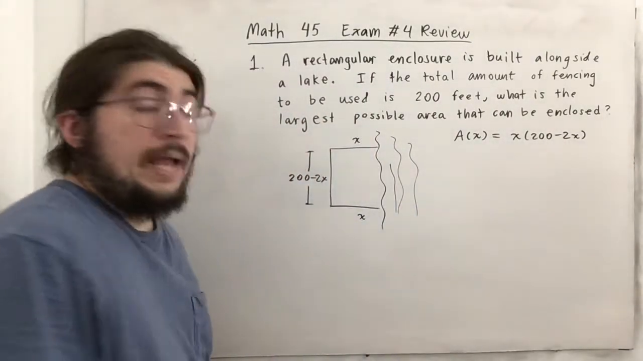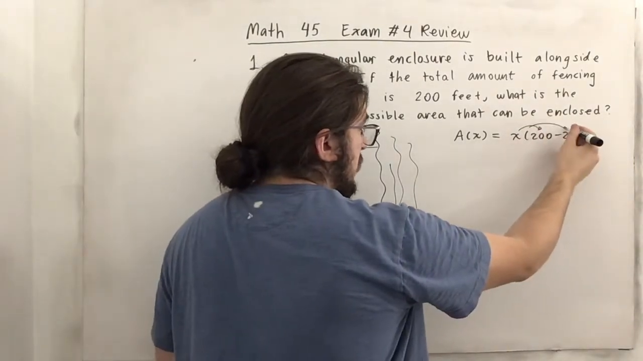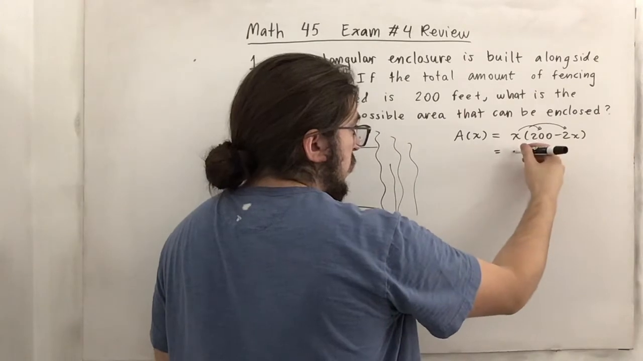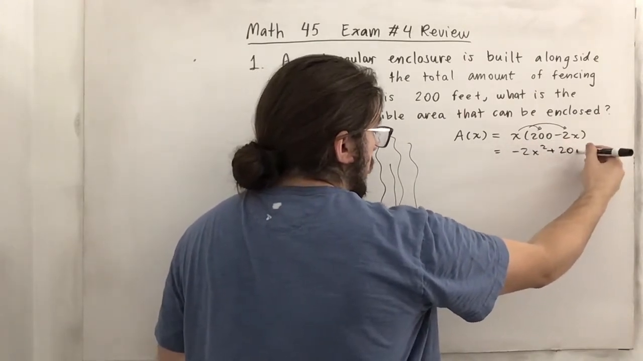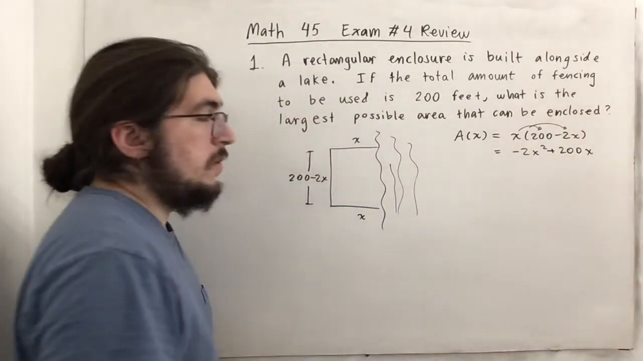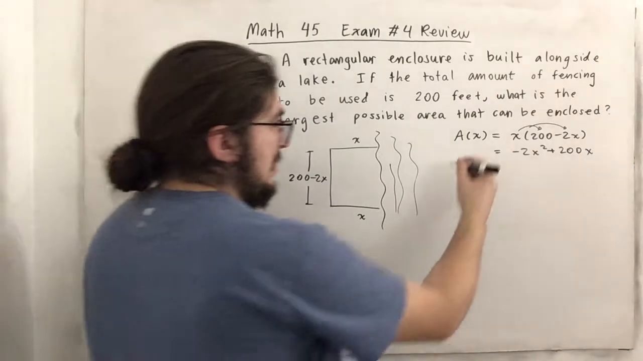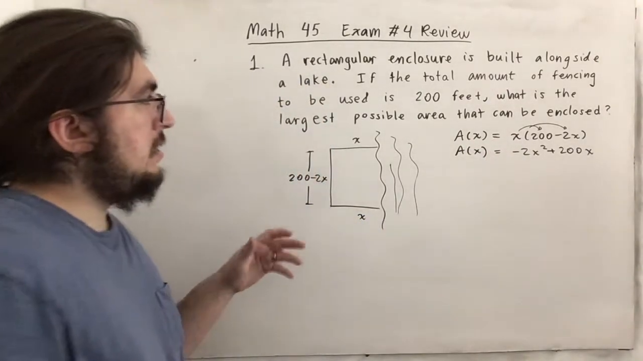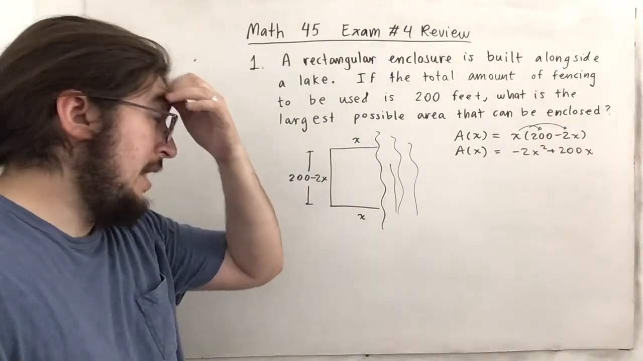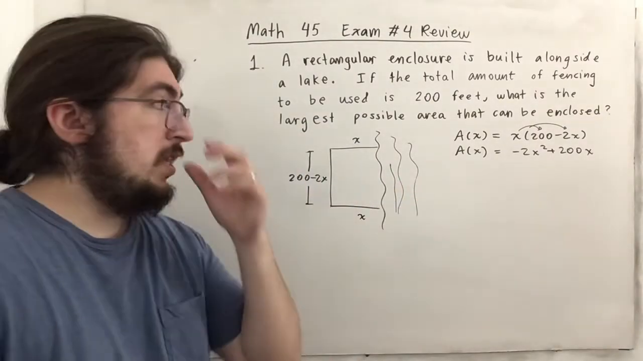Okay, and if you want to distribute, we can distribute. I'll do that. So we get 200x minus 2x squared. I'll write it in descending order though. So in other words, I'll write the highest power first, negative 2x squared plus 200x. And it doesn't seem like too much is going on here, but since we're asked to find the largest possible area, that means that this function actually has a maximum value.